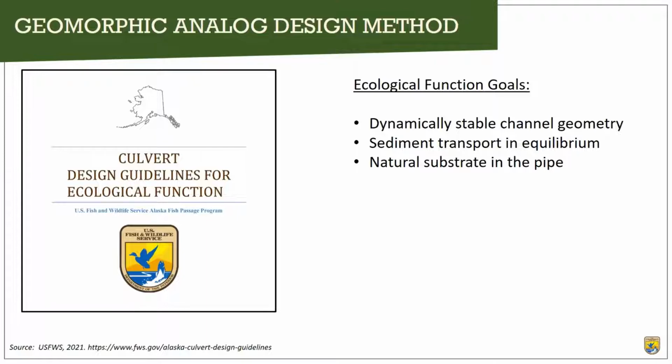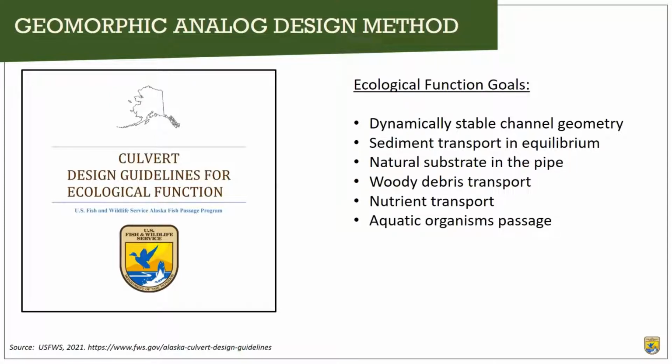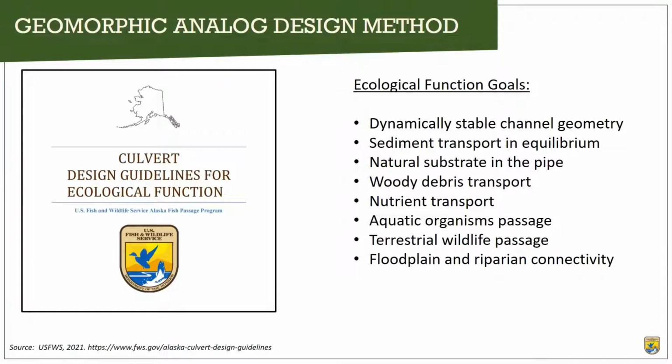We want natural substrate in the pipe. We want woody debris transport. So we're moving that woody debris downstream to where it can help to create habitat. We want nutrient transport, aquatic organism passage for all species at all flow stages, terrestrial wildlife passage, and floodplain and riparian connectivity. And we want to provide for the 100-year flood capacity.